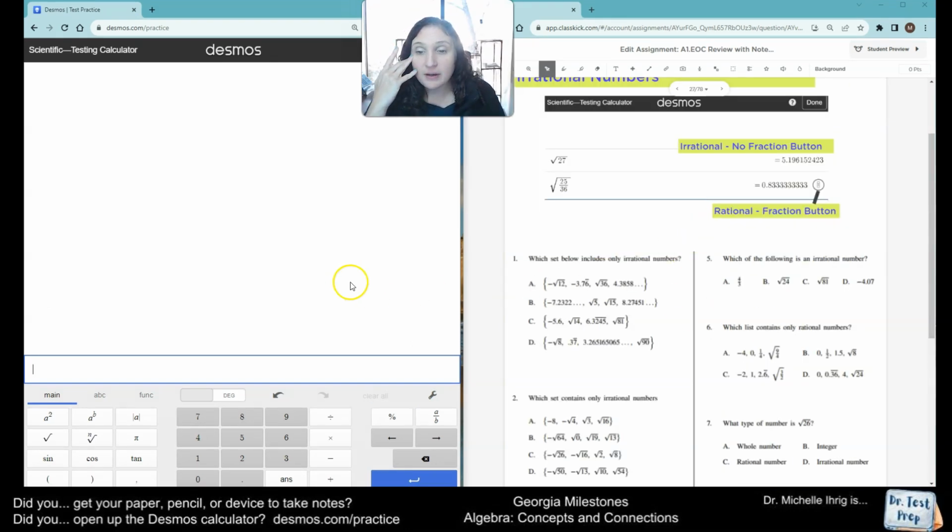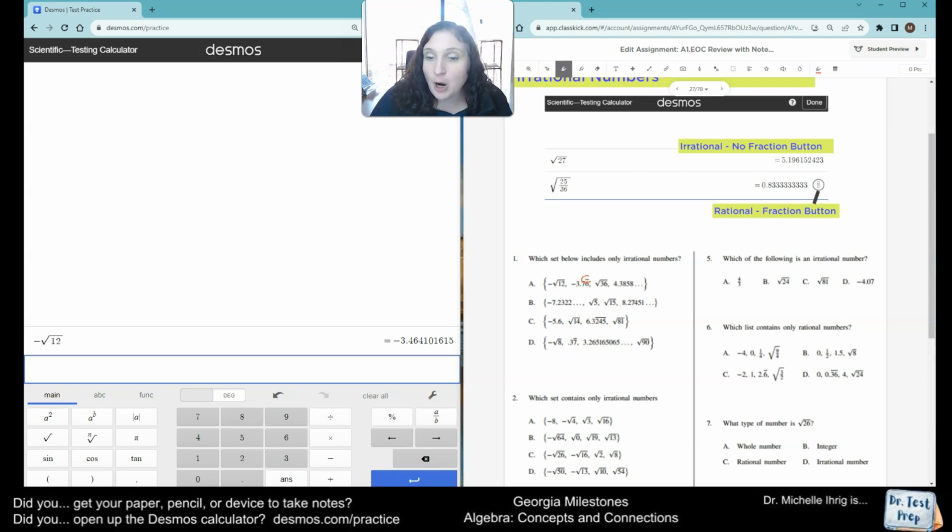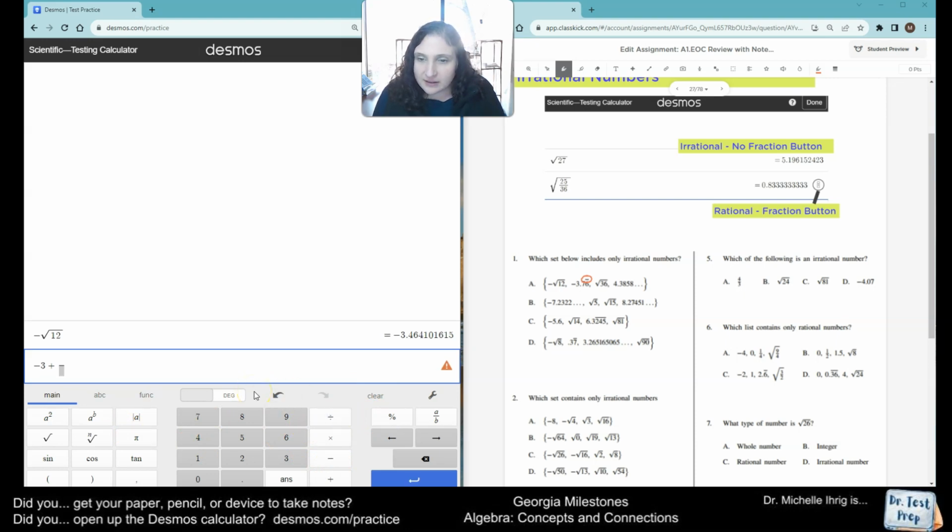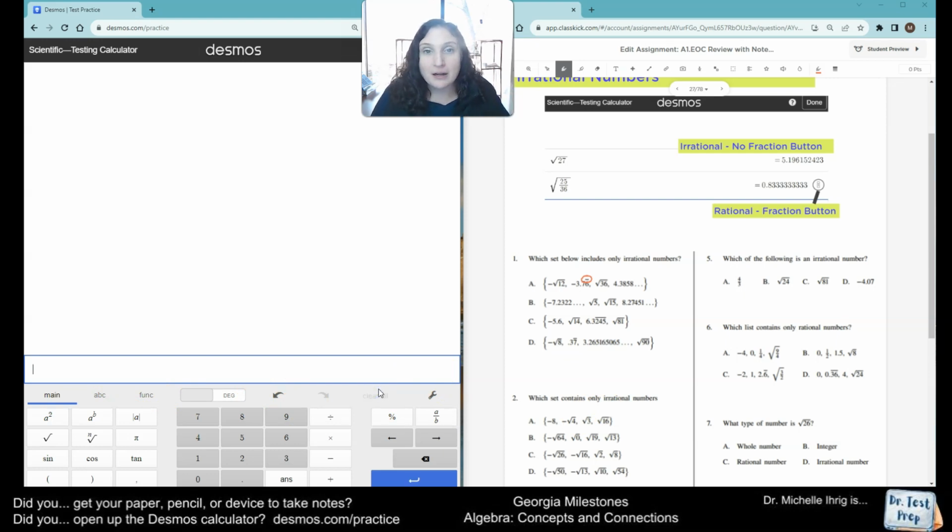We're going to look at some problems now. It says which set of the below includes only irrational numbers. So it's super easy. Okay, I'm going to hit negative square root of 12, the first choice. No fraction button, so far so good. Now, here's something I didn't mention in the other video. Anytime you see this bar, it means it's a fraction, okay? I'm just saying, if you see a bar, it's rational.